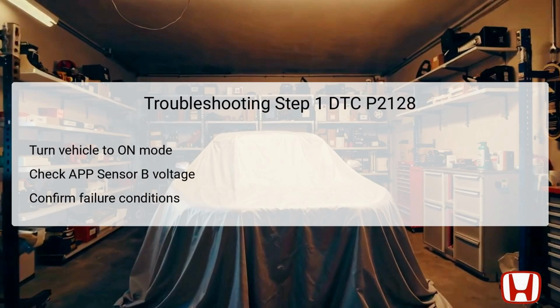The first step in troubleshooting DTC P2128 is to turn the vehicle to the on mode, which powers the electrical systems without starting the engine. Following this, utilize the Honda Diagnostics System, HDS, to check the voltage readings for APP Sensor B. Specifically, you should verify that the signal voltage is above 4.0 volts, which is the threshold for normal operation. If the current conditions meet this threshold, it confirms the existence of the failure, and you can move to the next step in the diagnostic procedure.